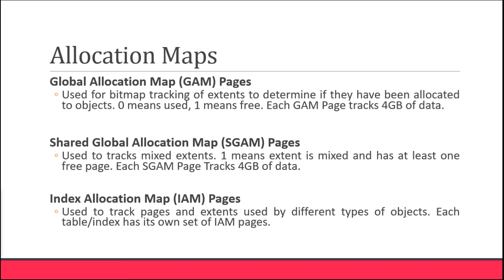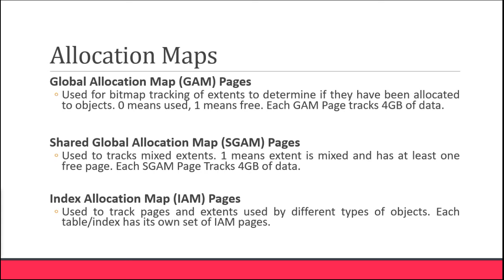All right, there is the second type of allocation map called the shared allocation map. Shared allocation map pages are used to track mixed extents. Basically, there is a bitmap in that page that says, okay, 1 means that the extent that bitmap is associated with is a mixed extent. If it's a 0, it is not a mixed extent. Again, the SGAM pages track up to 4 GB of data.